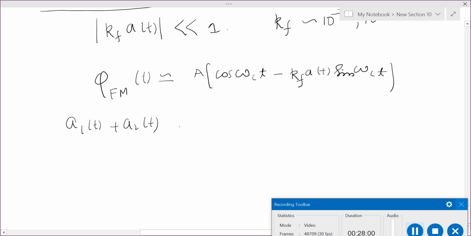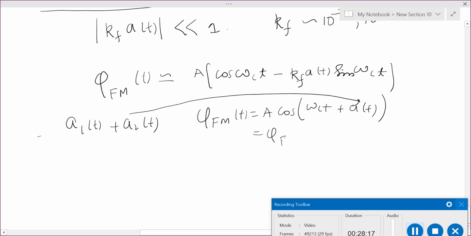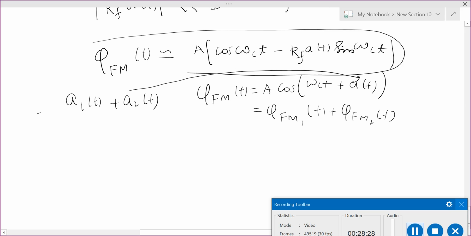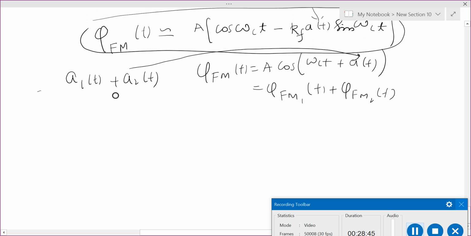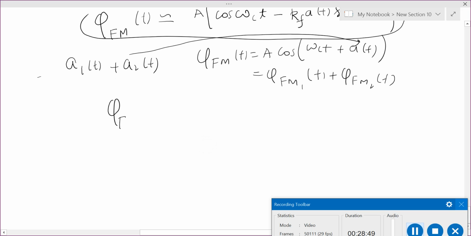Here is one more fact. Suppose we take two message signals with corresponding integrals a1 and a2, add them up, and then modulate them with FM, so you will get cos of omega ct plus a1 of t plus a2 of t, right? So for general FM, you will not get this to be equal to phi FM1 of t plus phi FM2 of t. But in the case of narrowband FM, since it is outside the sine, you will easily get a1 of t plus a2 of t, and you will get phi FM1 of t plus phi FM2 of t. This is called linear modulation. DSBSC is linear modulation. AM is linear modulation. General FM is not linear, it's non-linear modulation. The superposition principle is not satisfied.